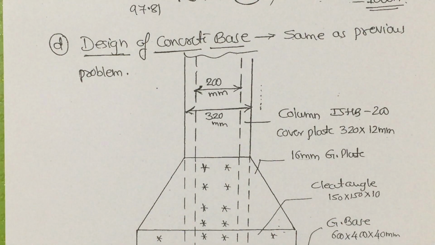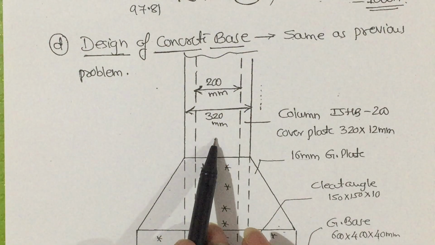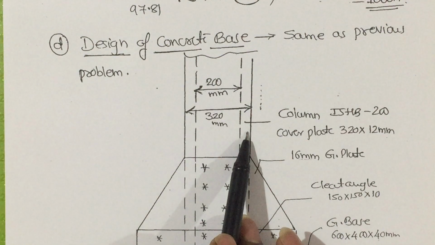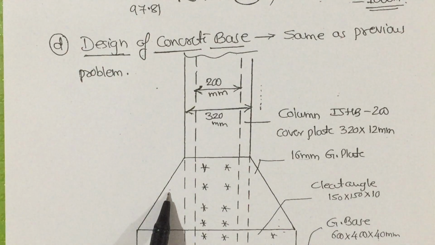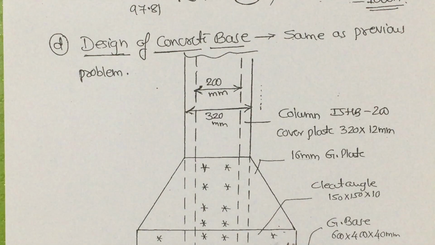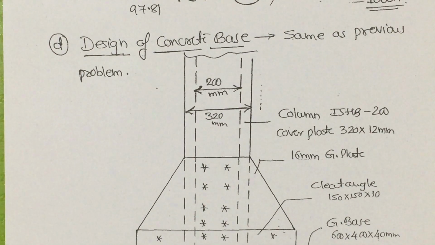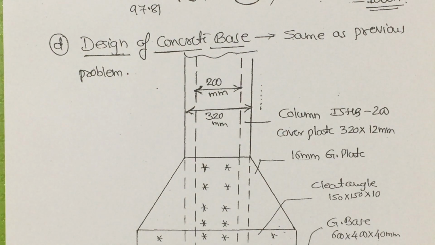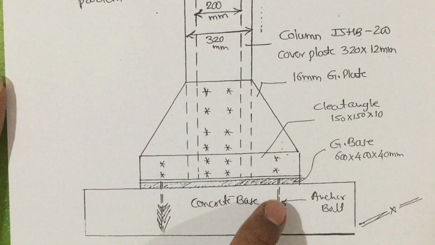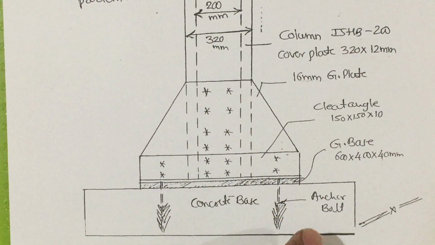This is the side view. This is the column, then we are going to get the cover plate. Then this one is the gusset plate. Then this is the angle plate. Below that, here it will be the gusset base, then here it will be the concrete base. These two are the anchor bolts, a large number of bolts which will be provided to connect any member to the concrete base.